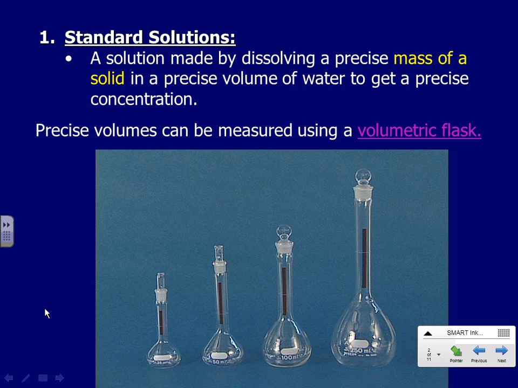When it comes to measuring precise volumes, we use something called volumetric flasks. So here I've got a handful of volumetric flasks. They come in various sizes, and you use those different sizes depending on what you want to make. But all volumetric flasks have this particular feature: they've got a large bulb on the bottom, and the top is made up of a skinnier tube.